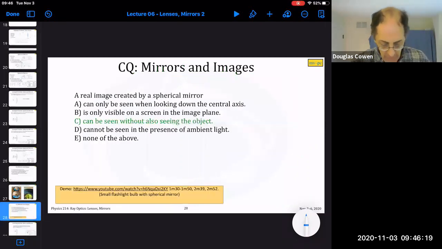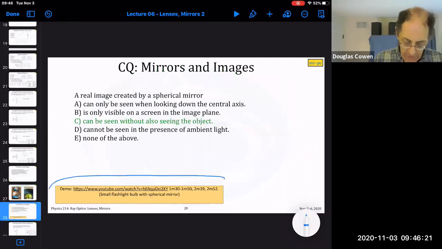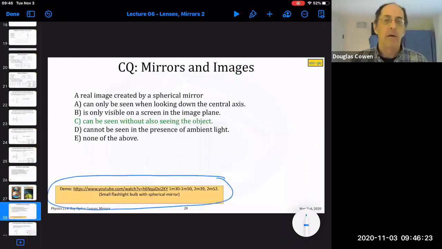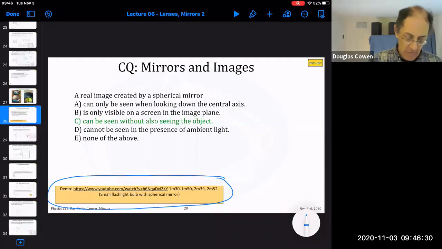Another really good example of this, which I won't show here, but I encourage you to go and take a look at, has to do with a small flashlight bulb and a spherical mirror. If you go and look at that on YouTube and just watch like 20 seconds of it, it's pretty intriguing and you'll understand exactly what's going on.